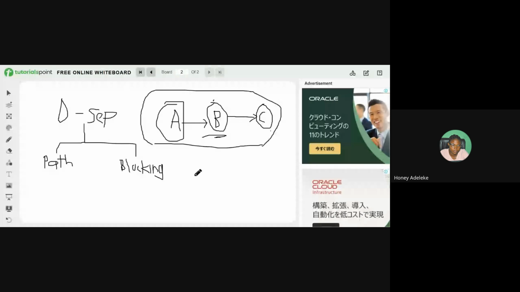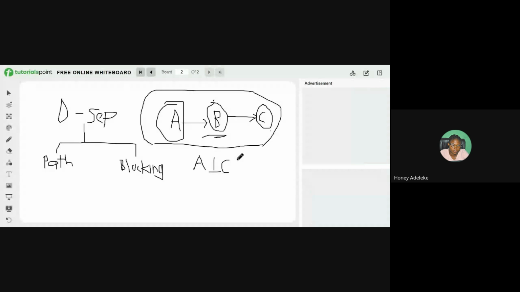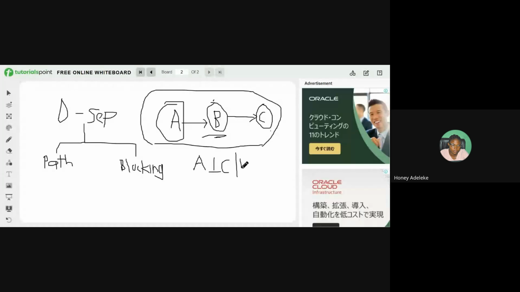And how do we write it? We would say that A is conditionally independent of C given B. And that means that we can say that B is blocking that path. Yes, let's put it that way. B is blocking that path. Our path is blocked by conditioning on B. So this is how you will write this structure.